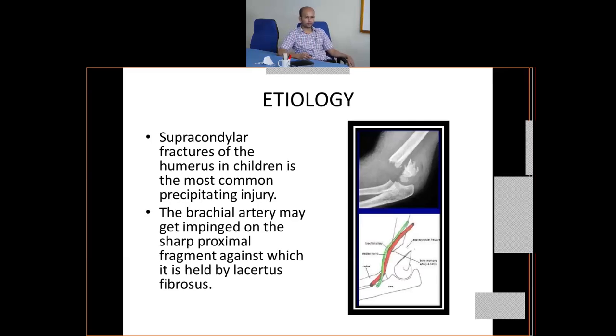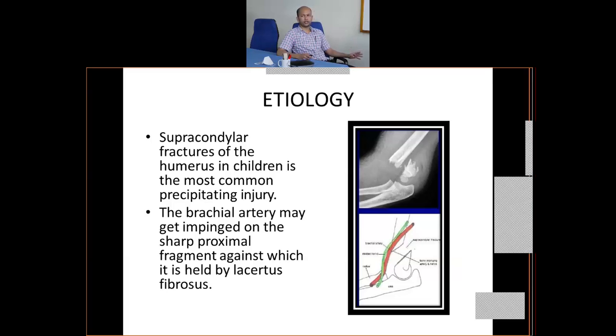Now, etiology. Actually, Volkmann's ischemic contracture, you open any textbook, I don't think you will get a separate chapter of VIC. VIC is always known as a complication of supracondylar fracture. It is always discussed under the heading of supracondylar fracture. So the most common cause of VIC is supracondylar fracture.